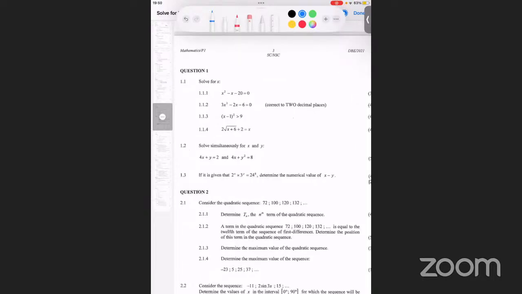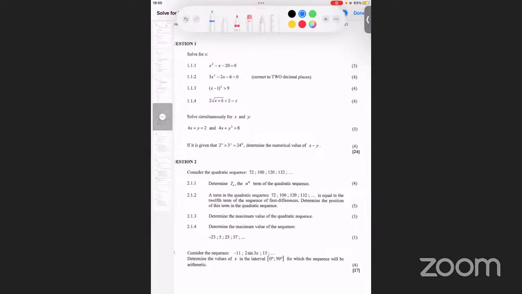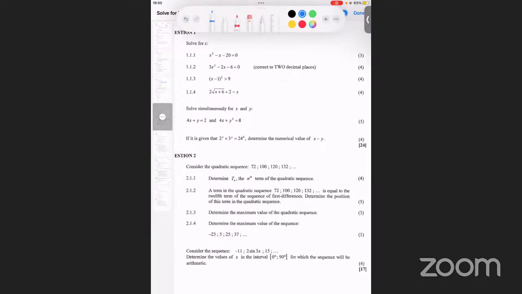Okay, maybe let's look at 1.1.4. Anyone? If you need 1 minute to try, work it out very quickly. I will give you that time. Okay, maybe let me give you 5 minutes to work out 1.1.4.